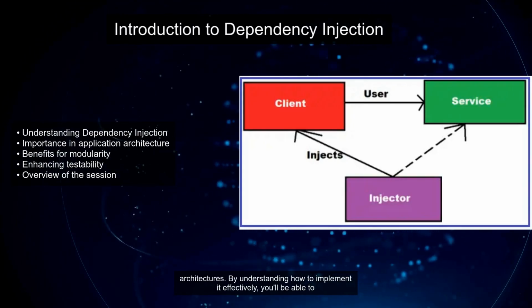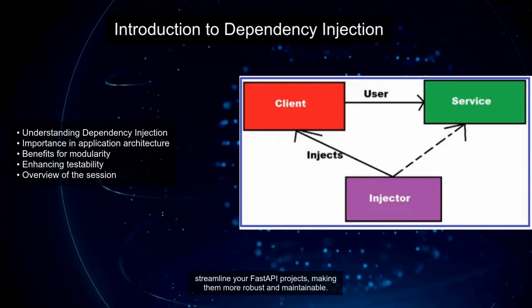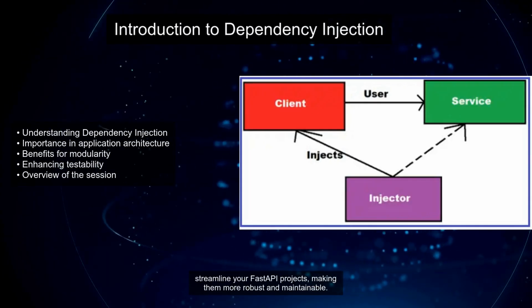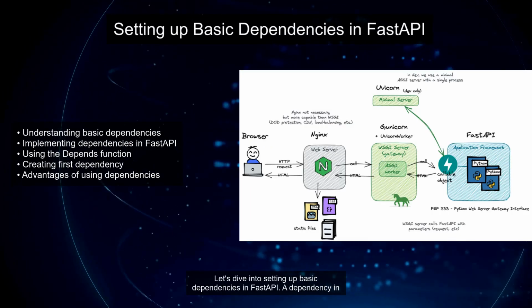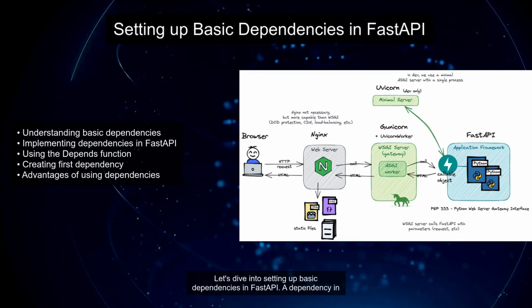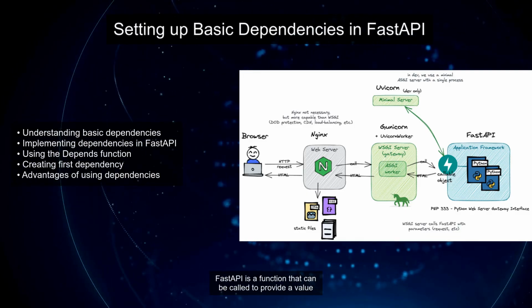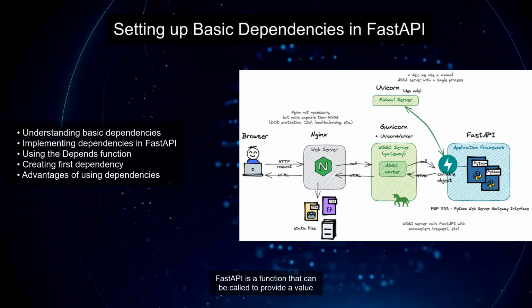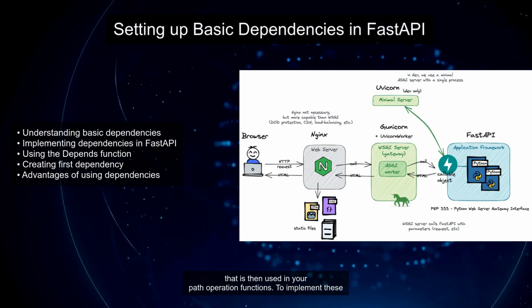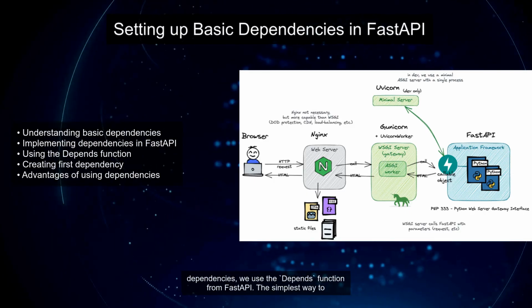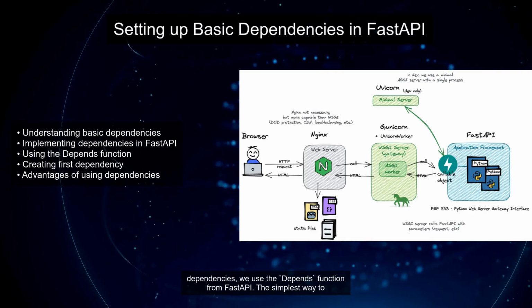By understanding how to implement it effectively, you'll be able to streamline your FastAPI projects, making them more robust and maintainable. Let's dive into setting up basic dependencies in FastAPI. A dependency in FastAPI is a function that can be called to provide a value that is then used in your path operation functions. To implement these dependencies, we use the depends function from FastAPI.